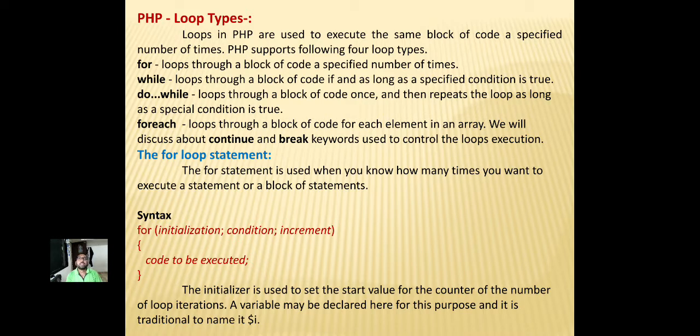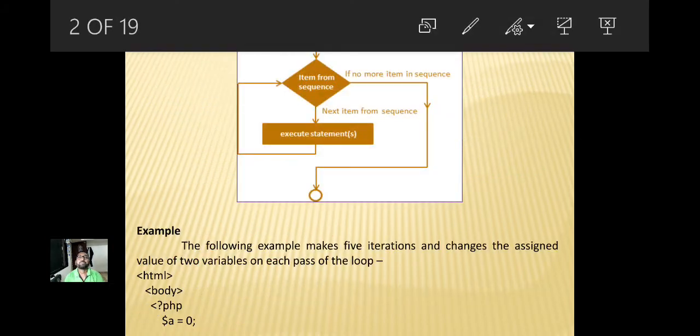The for loop statement. The for loop statement is used when you know how many times you want to execute a statement or a block of statements. Syntax here is simple. For loop. The initializer is used to set the start value for the counter of the number of loop iterations. A variable may be declared here for this purpose and it is traditional to name it $i.